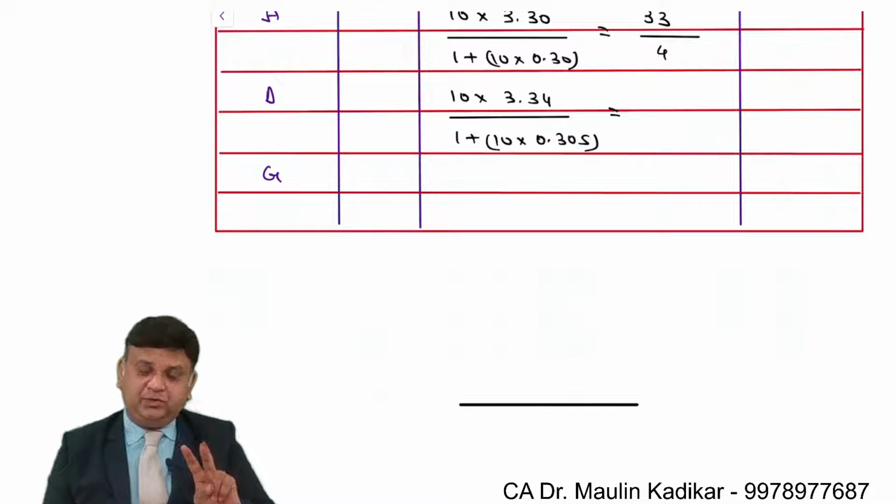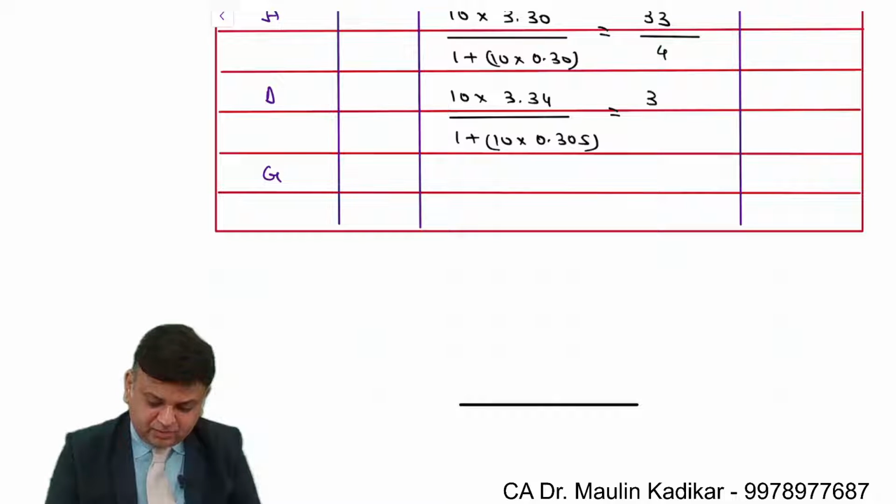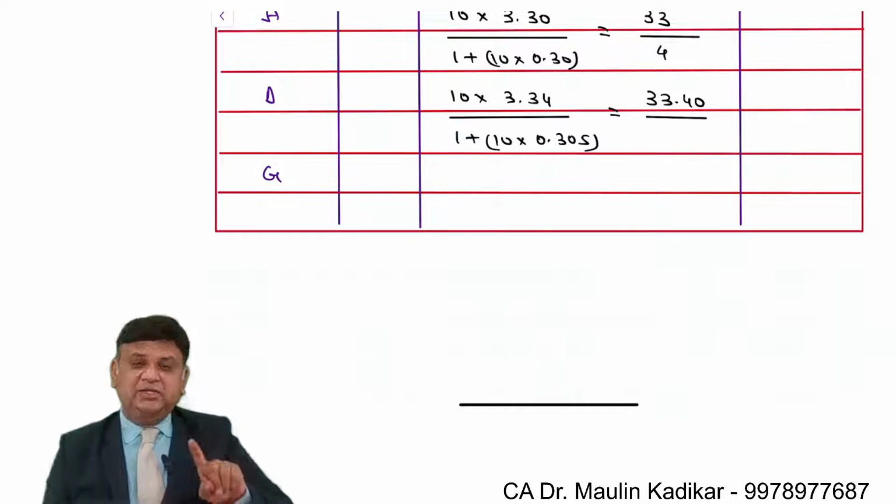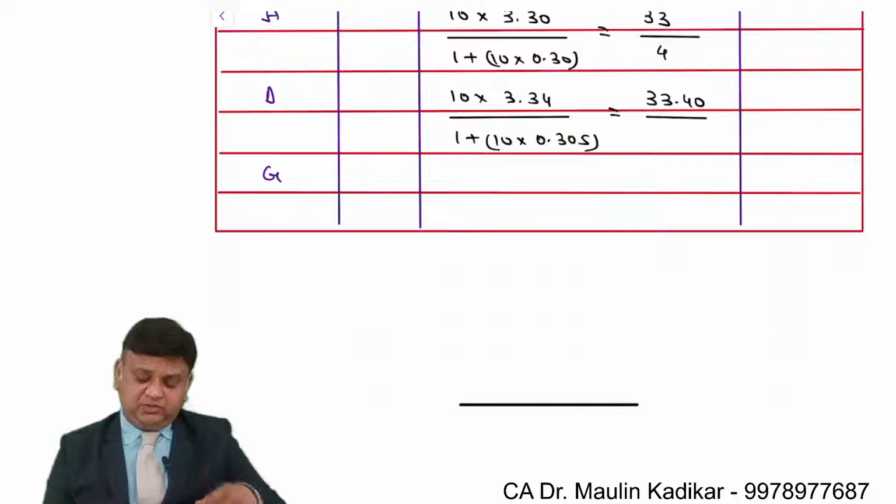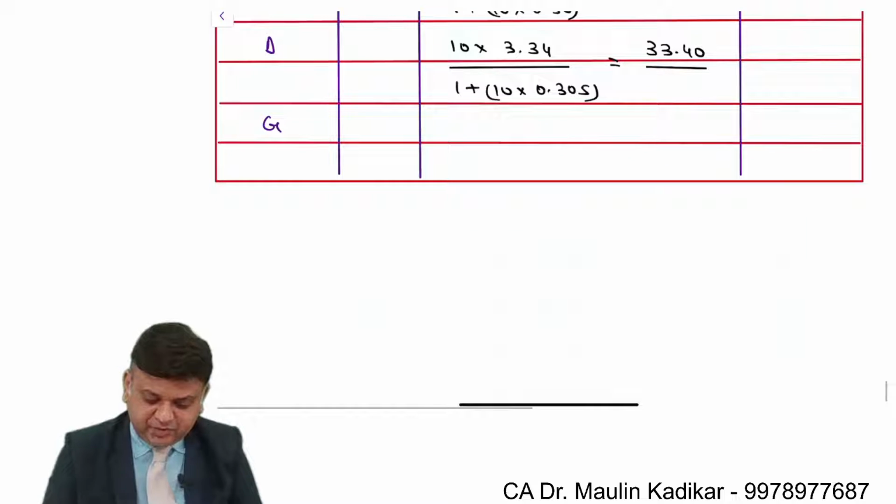So 3.34 into 10 is 33.4, divided by 0.305 into 10 is 3.05, plus 1, that is 4.05.